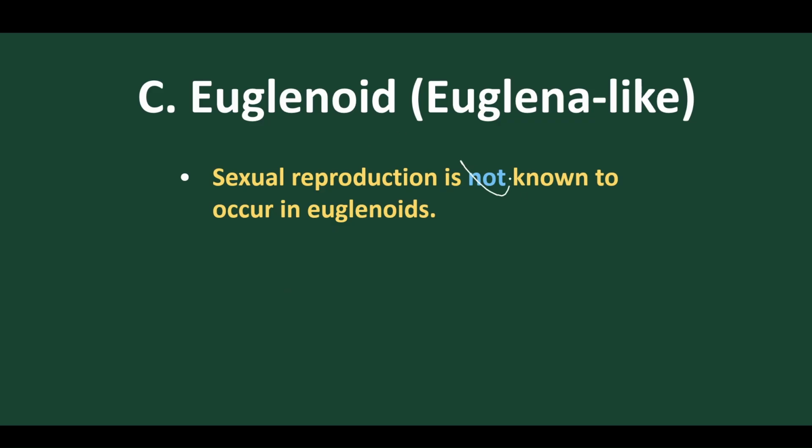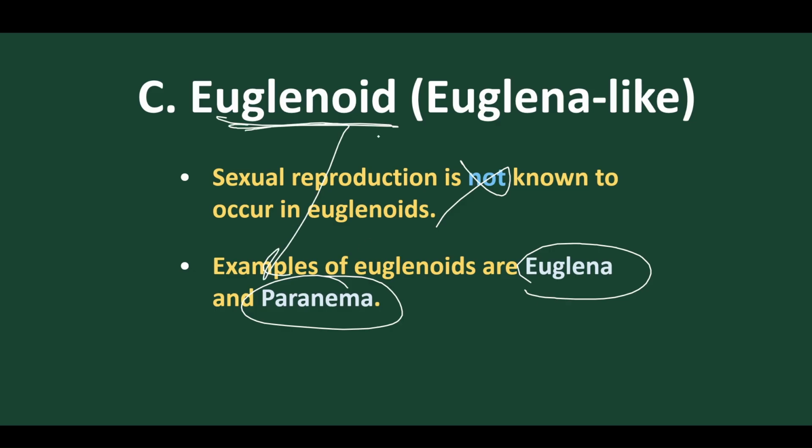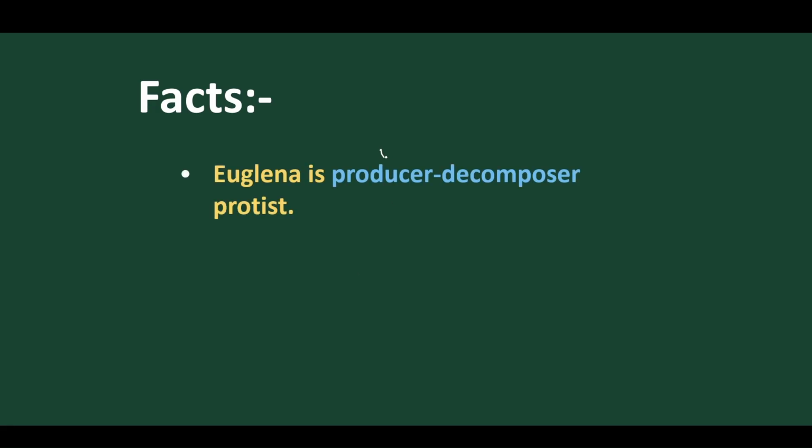Sexual reproduction is not present and not known at present. The best examples of Euglenoids are Euglena and Peranema. Now let's move into different facts. Euglena is both producer and decomposer because they are photosynthetic and saprobiotic. So they are both producer and decomposer.